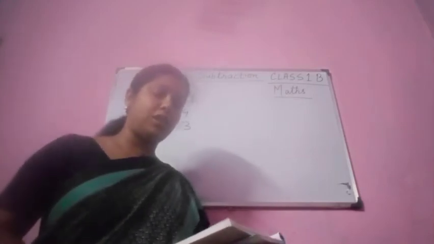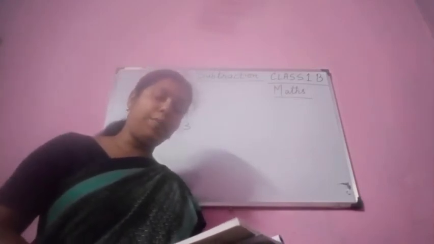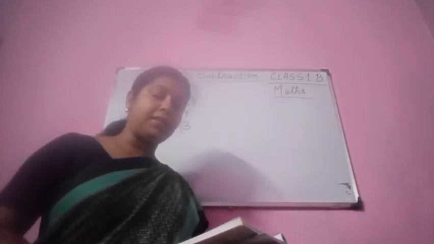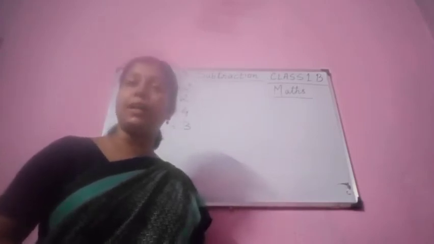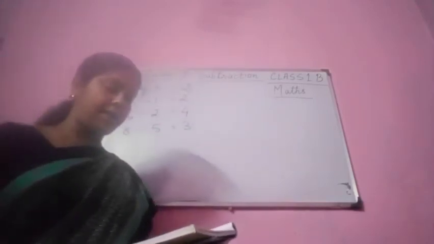Okay. You see on a branch how many birds are sitting? 6 birds are sitting on a branch. 3 birds flew away. So how many are left? What will be the answer? 3 or 5? So 3 will be the answer. You have to tick it here. Okay. Write the correct number.